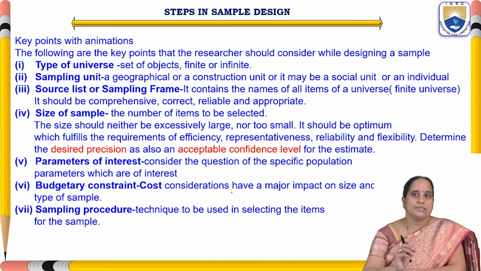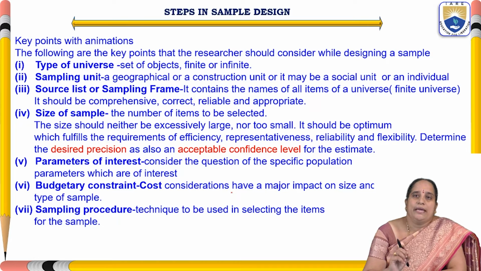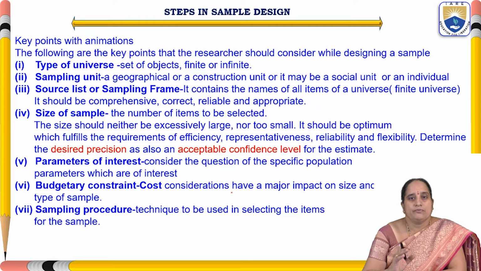Then what are the steps involved in sample design? So every sample design consists of some steps. The first one is we have to discuss the type of universe. A universe consists of a set of objects. The set of objects may be anything: some objects, some people, or some articles, whatever it may be. All together is known as a universe or population.